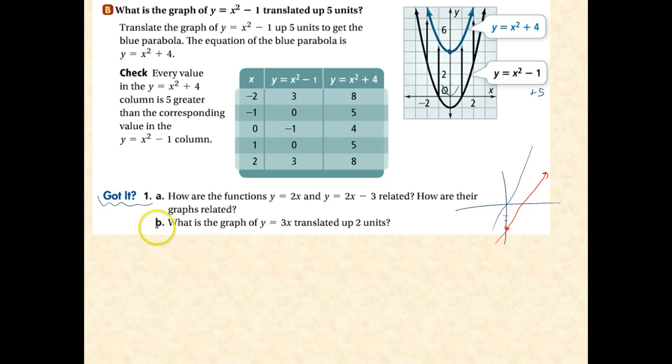Okay, so what for B? What is the graph of y equals 3x translated up 2 units? So we just add 2 onto the end. It's y equals 3x plus 2.